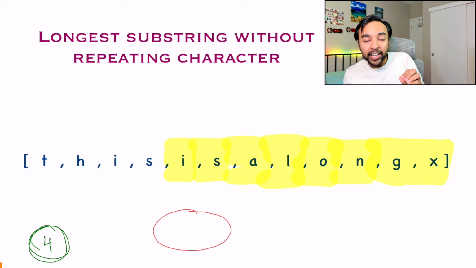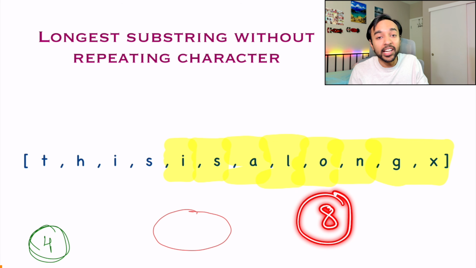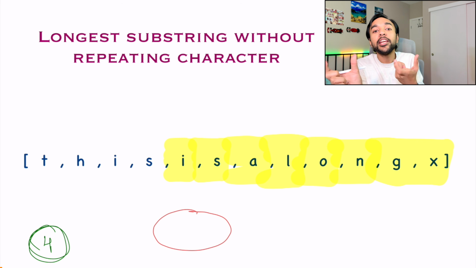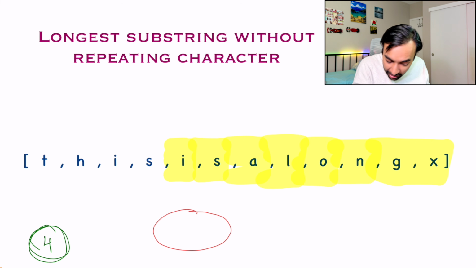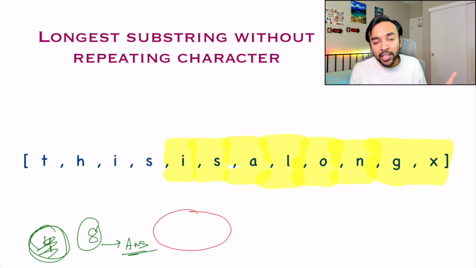So what did we find out? We find out that the longest substring without any repeated characters is actually 8. And we were using the concept of a variable size sliding window. The window was sliding, but its length was not fixed. And that is your answer.